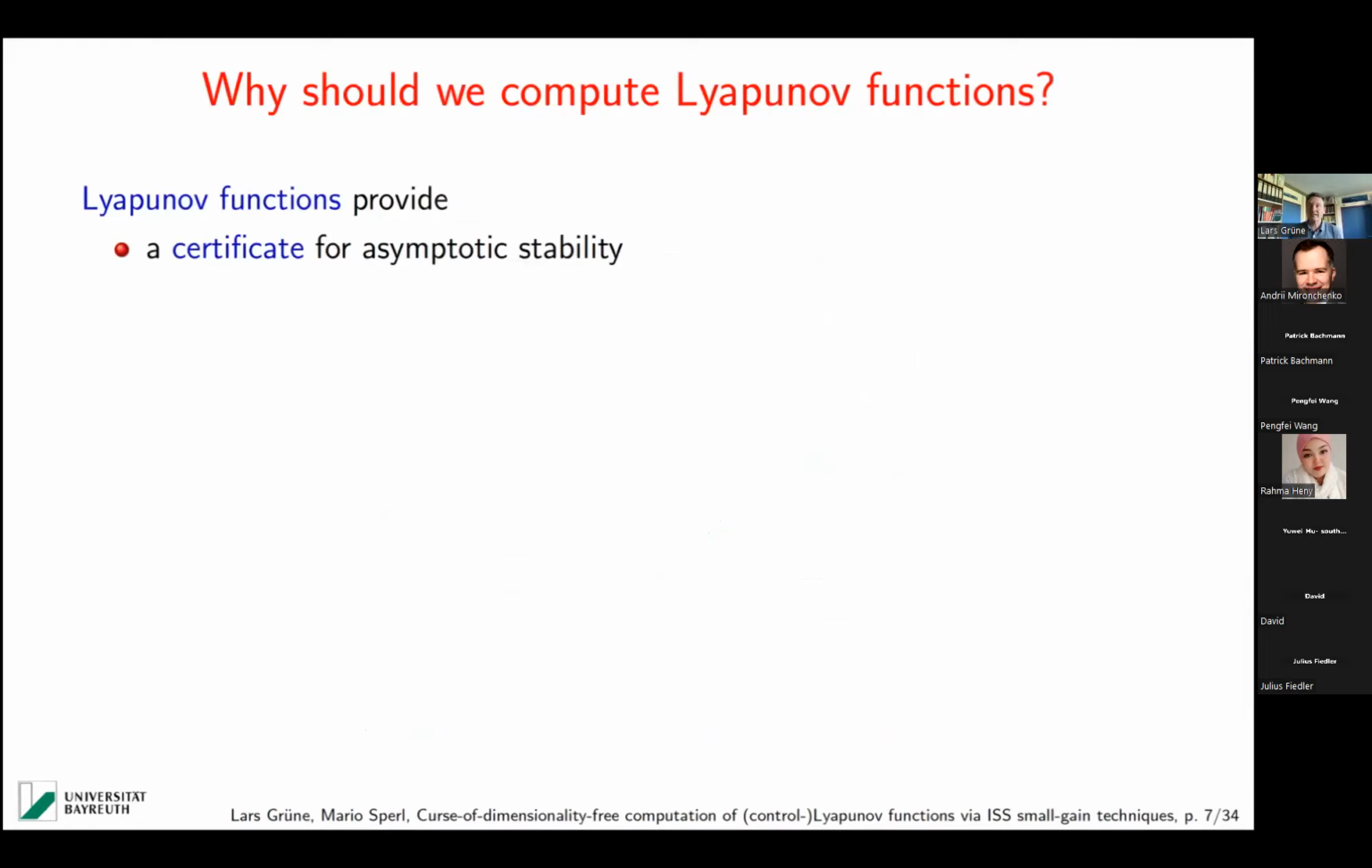And the question is, why is it interesting to have a Lyapunov function? Well, first of all, if you do not know whether the origin is asymptotically stable, Lyapunov functions provide a certificate for that. If you can find a Lyapunov function and show that it satisfies these three inequalities, you can be sure that the origin is really asymptotically stable, so that all solutions which start close stay close and converge eventually to this equilibrium.